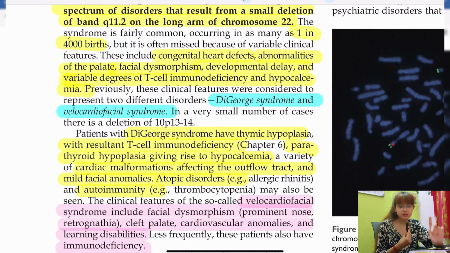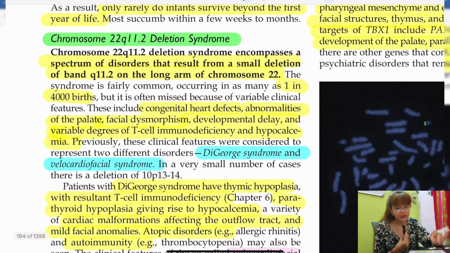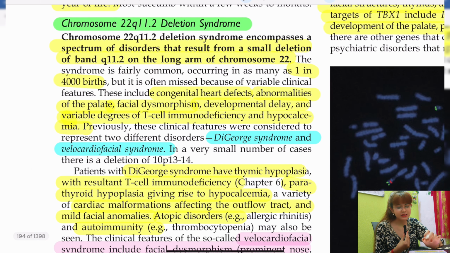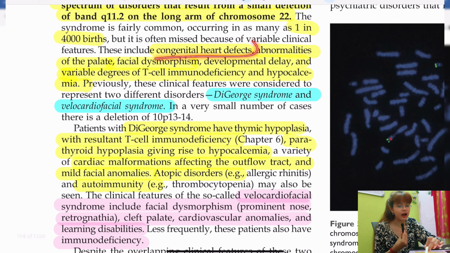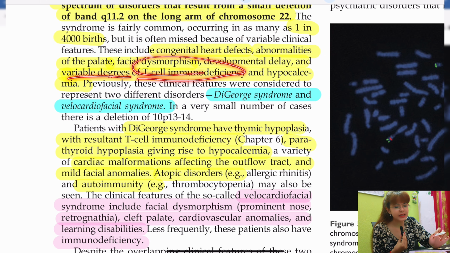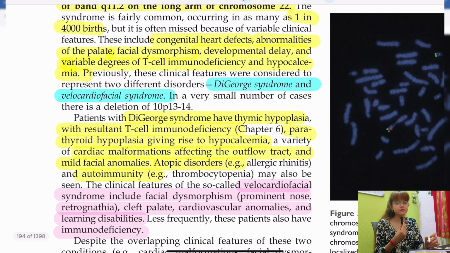But there's also another syndrome which is associated, which is the velocardiofacial syndrome. Let's read this: this is a spectrum of disorders which result from a small deletion of band Q11.2 on the long arm of chromosome 22. This includes congenital heart defects, abnormalities of the palate, facial dysmorphism, developmental delay, and variable degrees of T cell immunodeficiency and hypocalcemia. Very, very important.